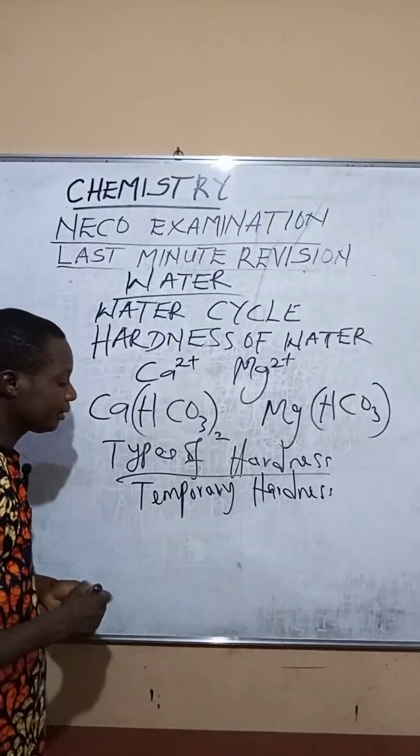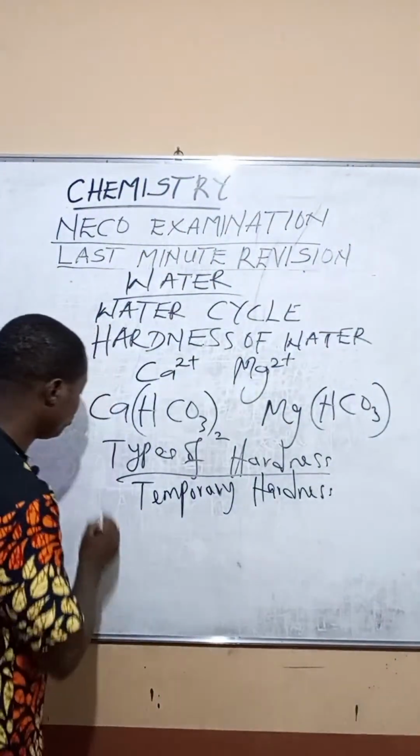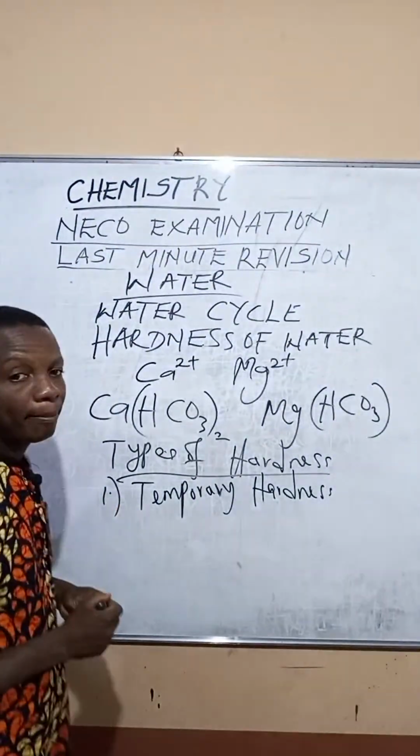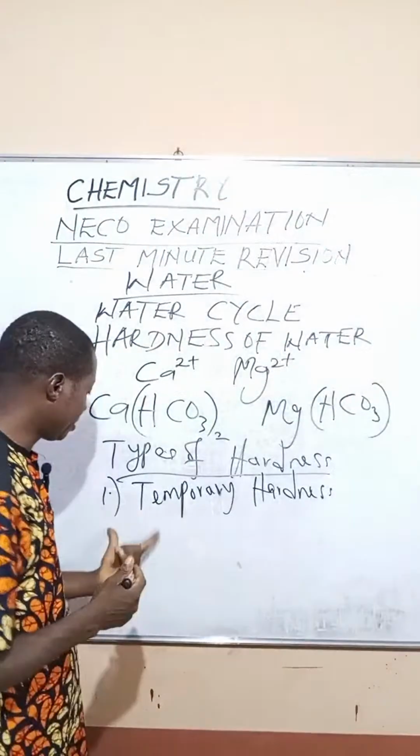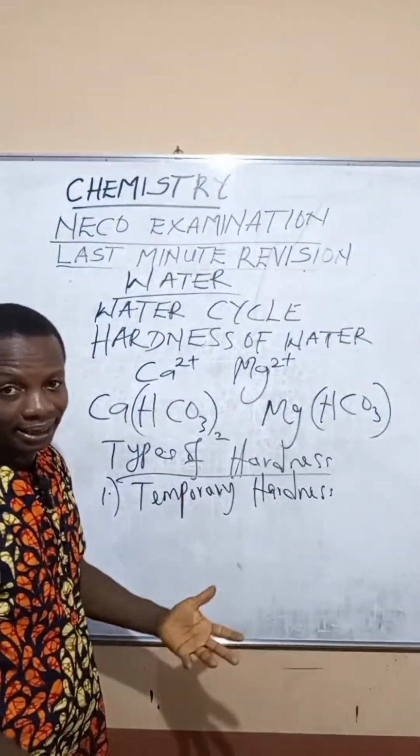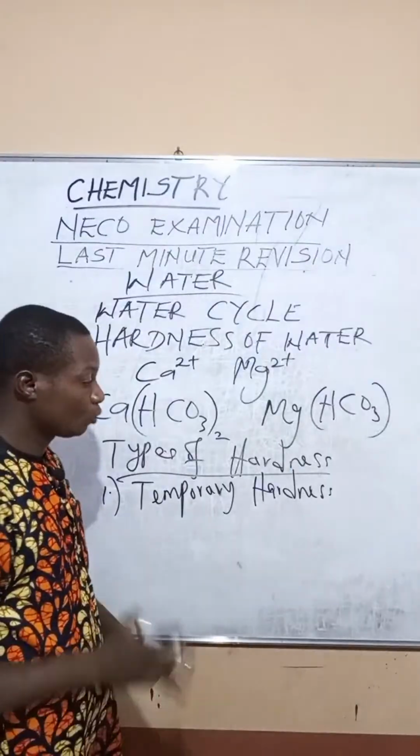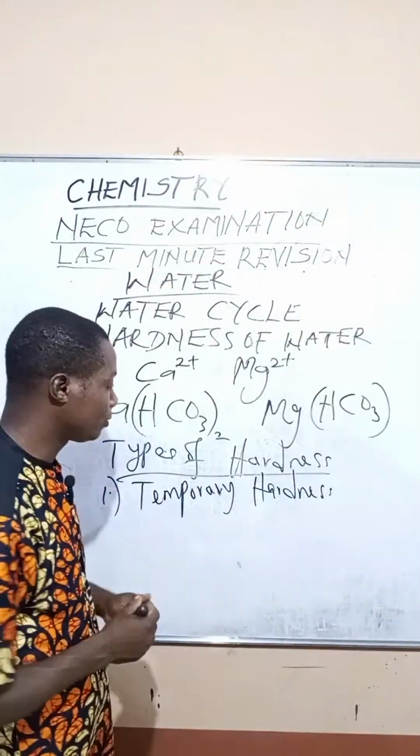We have the temporary hardness. This type of hardness can be removed by what? By boiling. Okay, we can remove this type of hardness by simply boiling the water. Once you boil the water, the hardness is gone.